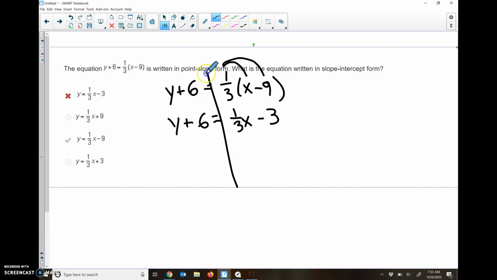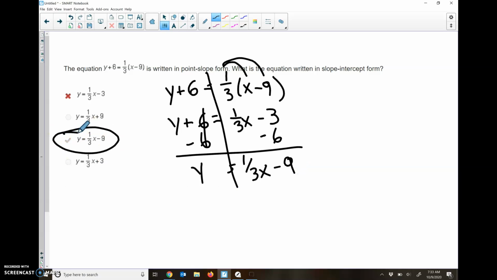Same thing, I'm going to get rid of the number by the y. In this case, it is +6. So I'm going to do the opposite, and subtract 6 from both sides. If I subtract 6 from the other side, I get -3 minus 6, which in this case is -9. So it looks like we're looking at that option right there.